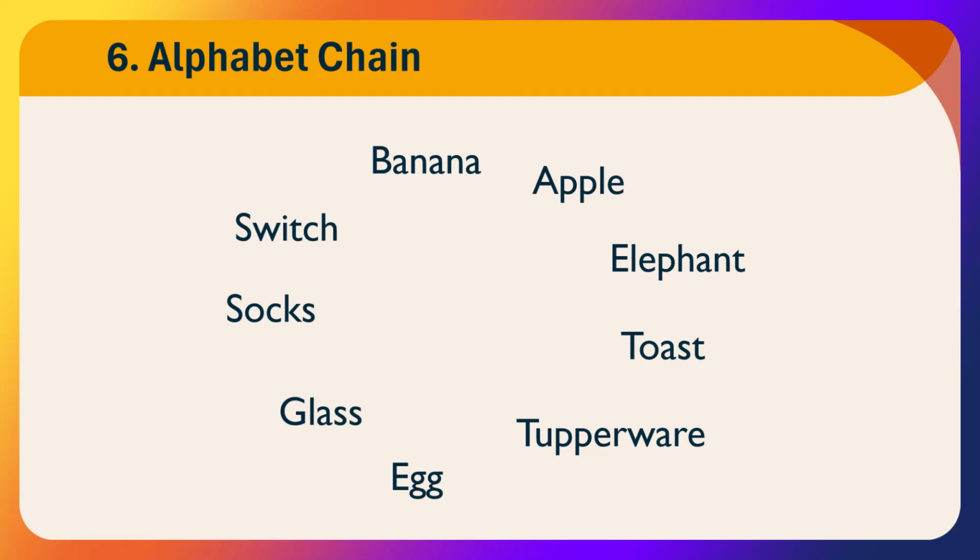So if I say banana, that word ends in the letter A. So the next person must say a word beginning with the letter A. So apple. Apple ends in the letter E, so somebody then says elephant, and then toast, Tupperware, egg, glass, sock, switch. Again, see how many times you can go around the group in 3 minutes or in 5 minutes. So a nice, short, quick and easy icebreaker or activity that you can run in training sessions.